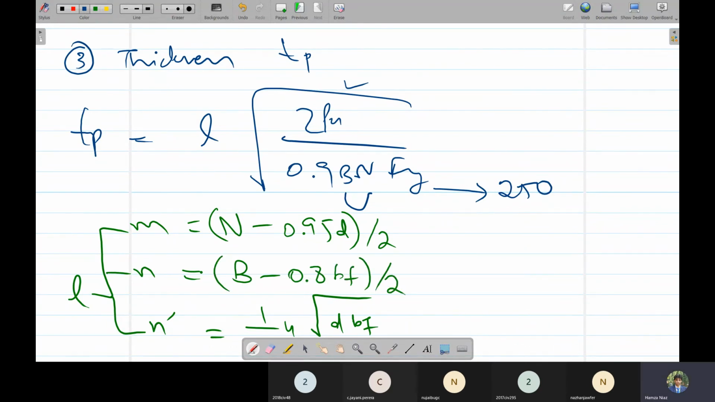You can just memorize it like this: in m we use N, in n we use B, and B would always come with bf. B and bf come together. Remember it anyway. This is how we can get m and n values, and the n bar formula is directly given in the LRFD manual. So from these, the largest one we select as L and multiply it to get the thickness.